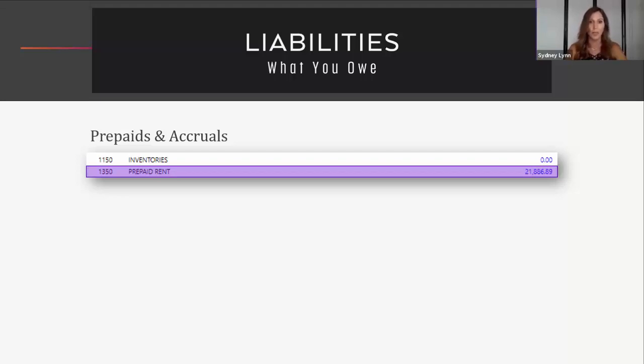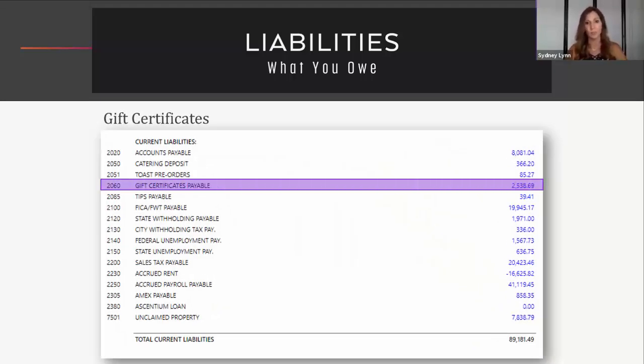Another thing to consider with prepaids and accruals too is that automatically the expense is hitting your P&L, but then it's easy to miss a payment if you're not paying attention to the balance sheet. So you might actually miss a payment to one of those vendors if you are not closely looking at those. So keep an eye on those.